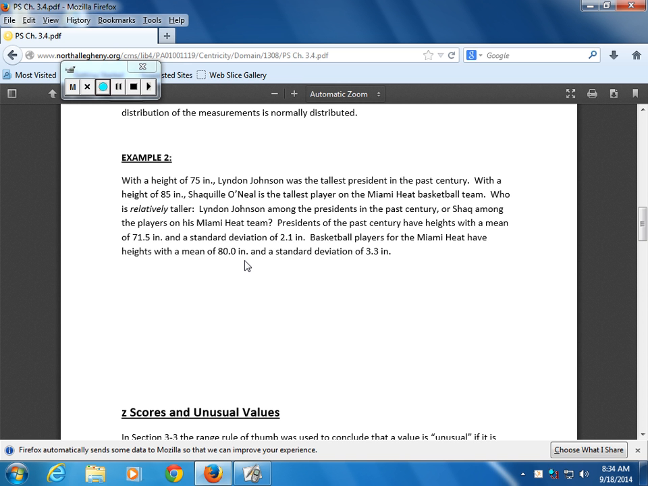Now, most of you have had z-scores if you've had Math 120 before, which is probability and statistics, in high school or in college or whatever.